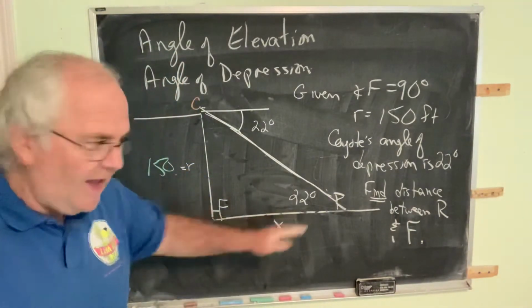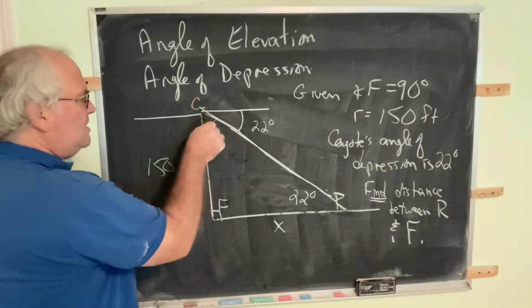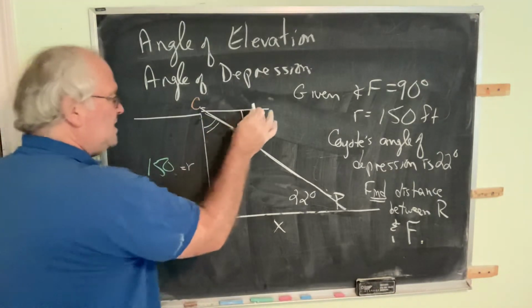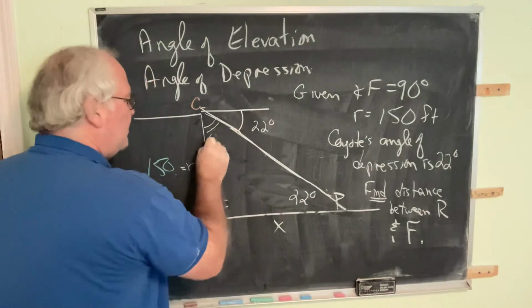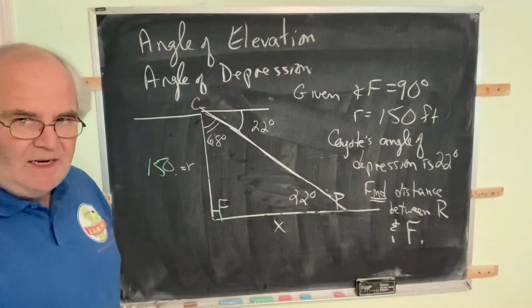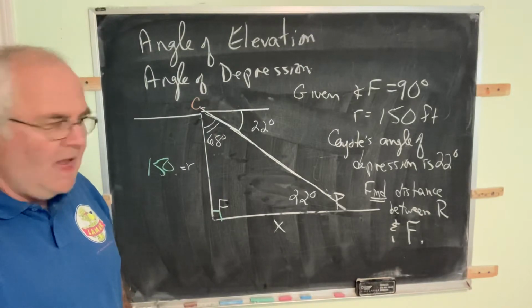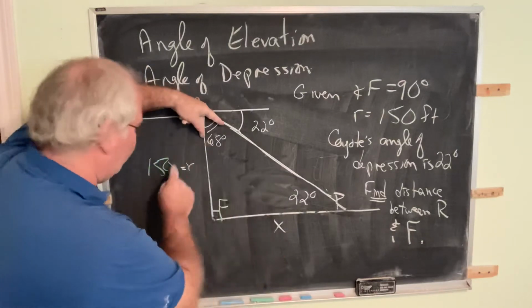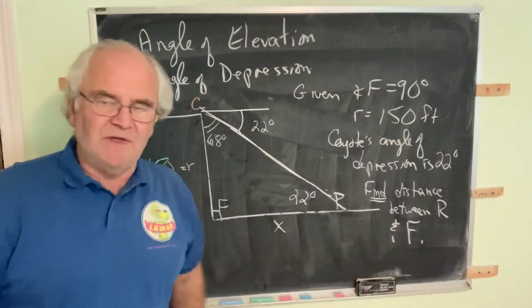Or, if you don't like doing that, we know these two angles are complementary. So if this is 22 degrees, this must be 68 degrees because they must add up to 90. And then we have the angle, the desired side, and the given side, and we're back to the previous video lesson.